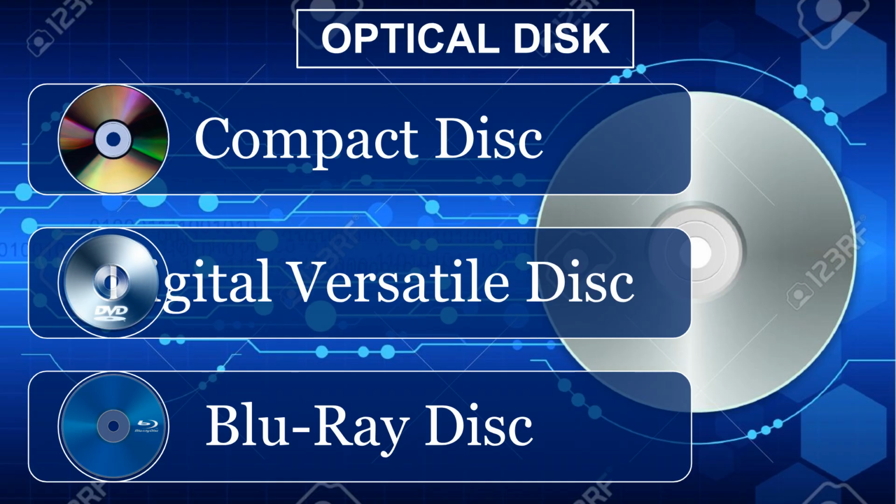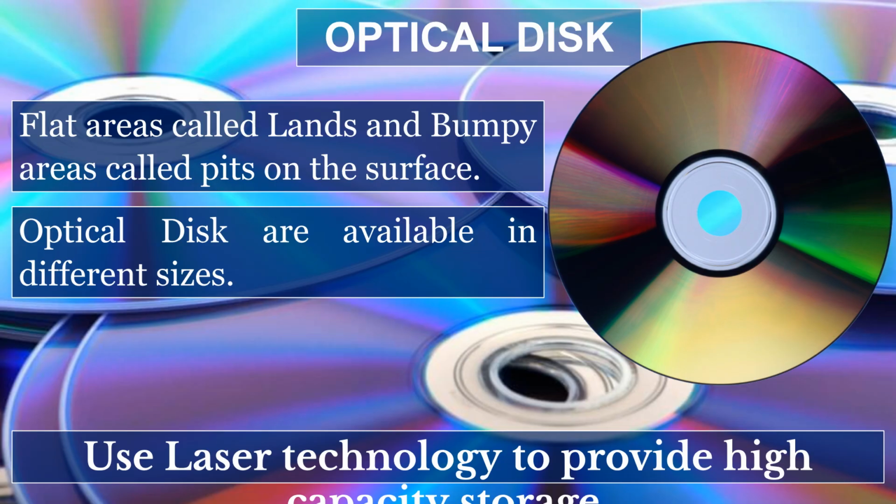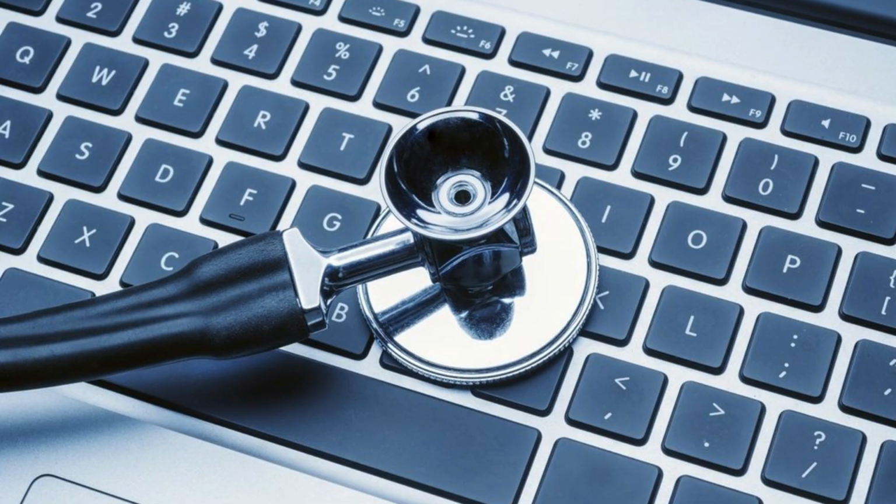Optical disks include compact disks, digital versatile disks, and Blu-ray disks. Optical disks use laser technology to provide high-capacity storage. Their surface has flat areas called lands and bumpy areas called pits. They are available in various sizes. Common optical disc sizes include 3.5, 4 3/4, 5 1/4, 8, 12, and 14 inches. The typical size is 4 3/4 inches.